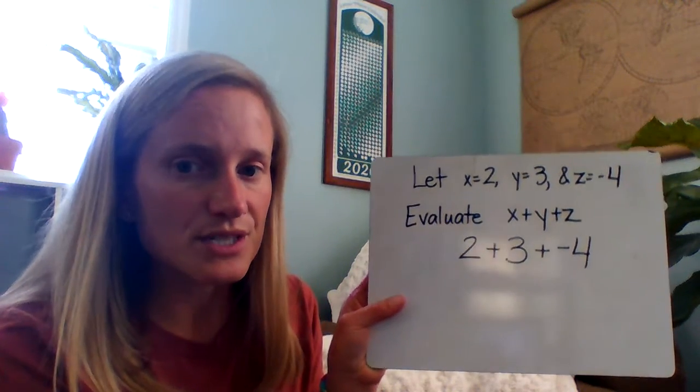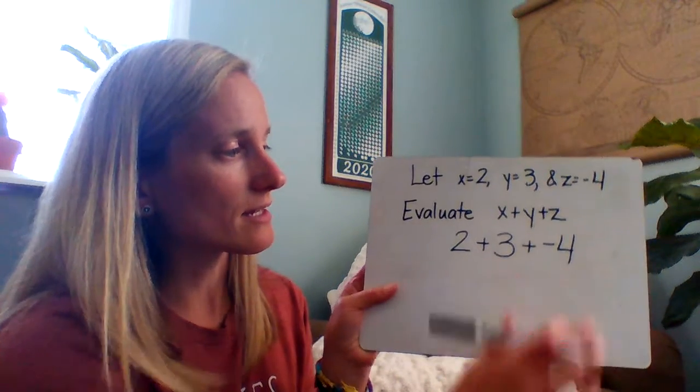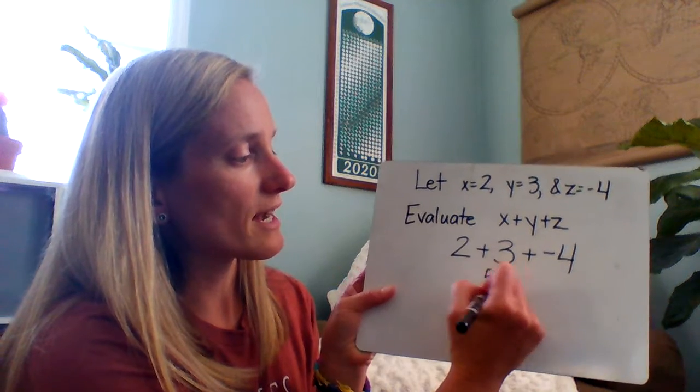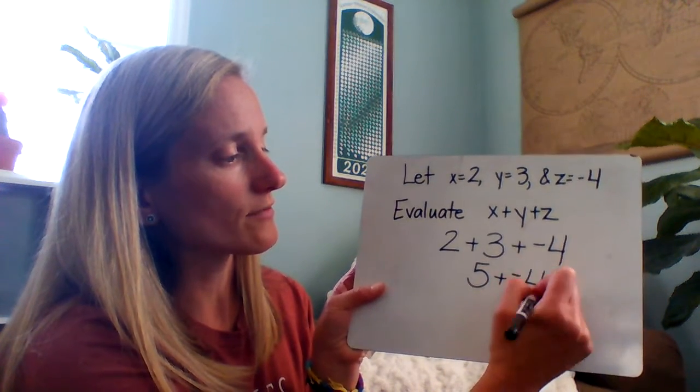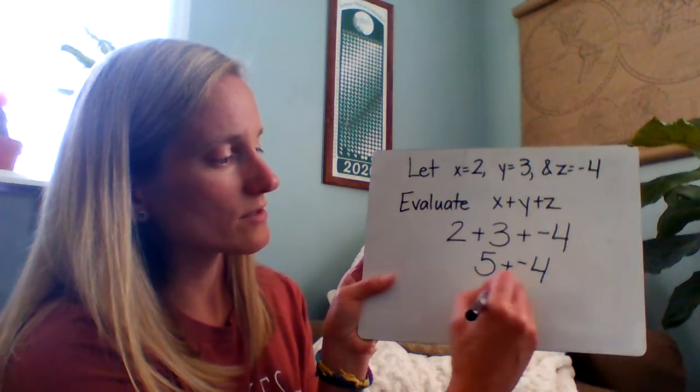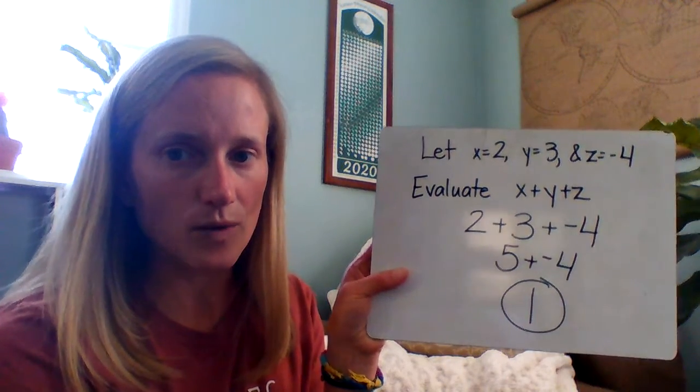Now the order of operations tells me that I'm just going to add and subtract as I move from left to right. So 2 plus 3 is 5, plus negative 4. 5 plus negative 4 is 1. So my answer to this one would be 1.